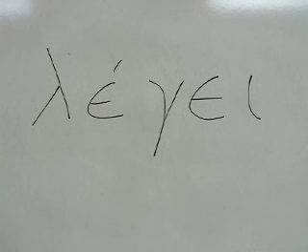This is lege. One of the vocabulary words you've already learned is Lego. So you should already know that this form that you're looking at is going to have to do with saying. So one thing that you need to know to translate a Greek verb is you need to know what word you're looking at. The second thing you need to know, and this is where I'm going to have to be a little more helpful, is you need to know what form you're looking at.